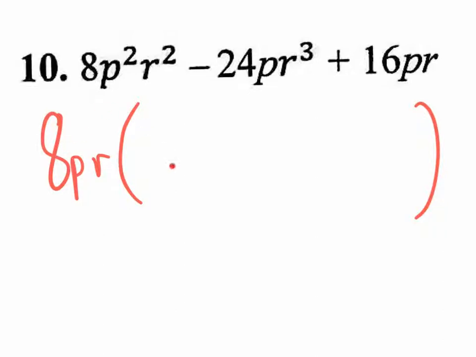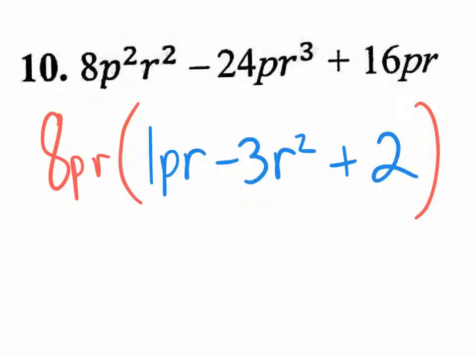So 8PR times what gets us an 8P squared R squared? 1PR. And you don't even need the 1. I'll leave it there for now, but you don't need the 1. How about 8PR times what gets us a -24 PR to the third? -3R squared. Good. And how about 8PR times what gets us a 16 PR? It's just positive 2.